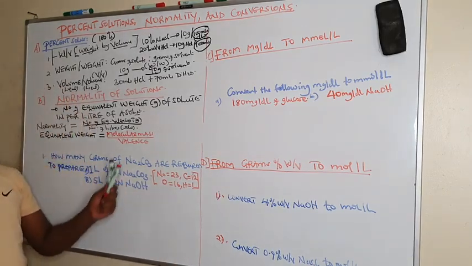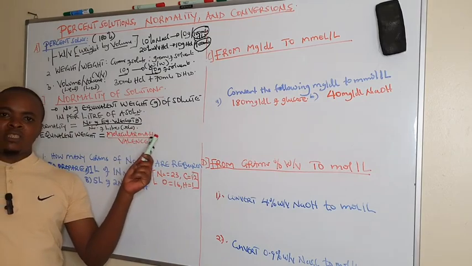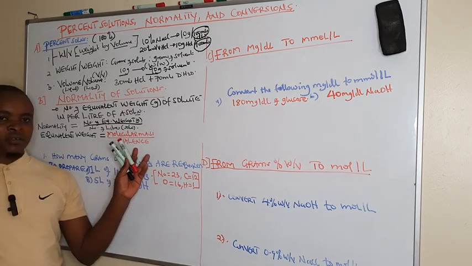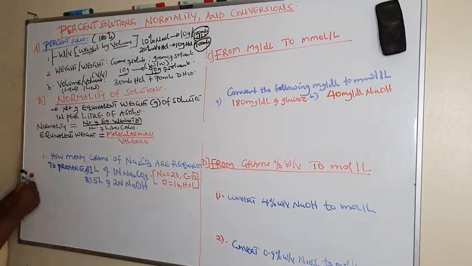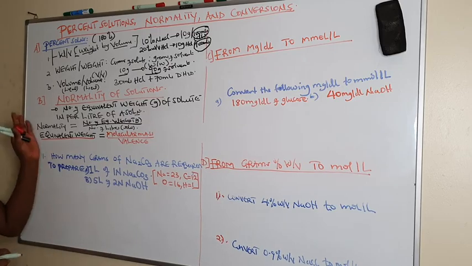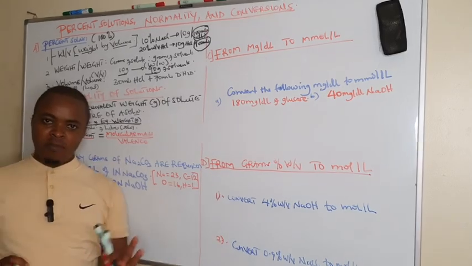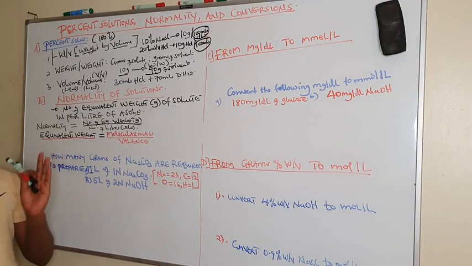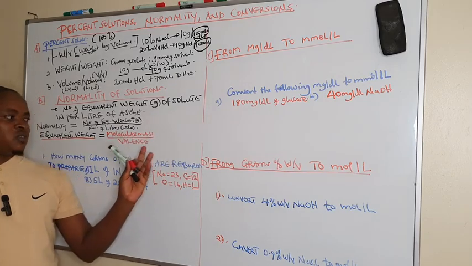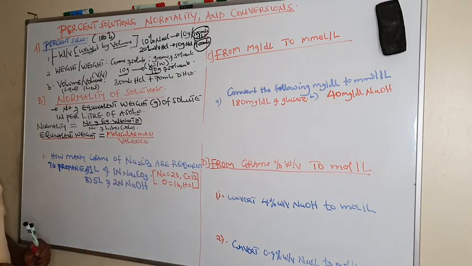So if you get the molecular mass or molecular weight of a solution or a substance, you divide it by valence, you are able to get the equivalent weight, which is defined as normality, because we have seen normality is the number of equivalent weights. And equivalent weights, to get them, you get the molecular mass of a substance, you divide by valence.